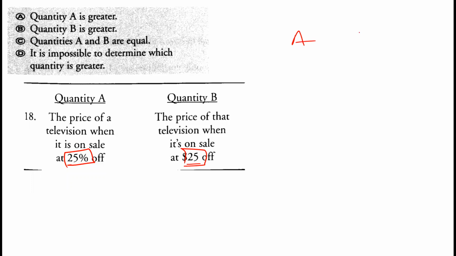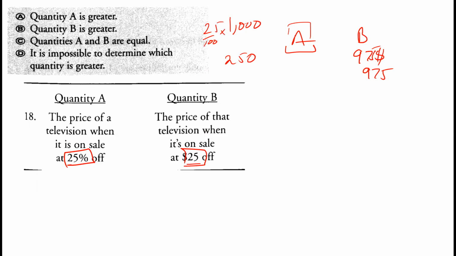Let's suppose in both A and B, the television is $1,000. In the B scenario, there's $25 off, so the television would be selling for $975 because it's $25 off. But as far as quantity A is concerned, there is 25% off. So 25% of 1,000 is $250. So a $250 discount means that your television would be selling for $750. So 975 and 750 are not equal.